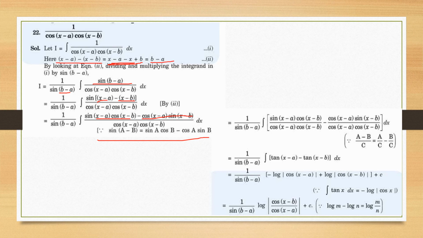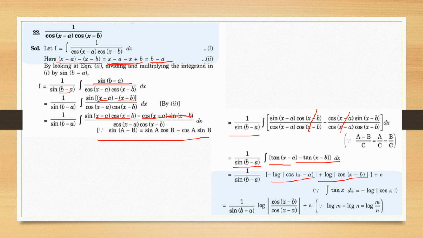So you can see that this gets cancelled. Now here this gets cancelled. So it is tan(x minus a) minus tan(x minus b). And this is all together running like this, okay? Now what is the integral of tan? Tan is minus log mod cos. So it is minus log mod cos(x minus a), right? So d/dx of (x minus a) is 1, so it is just like this. And this one is again minus log mod cos(x minus b), but minus of minus is plus, right?